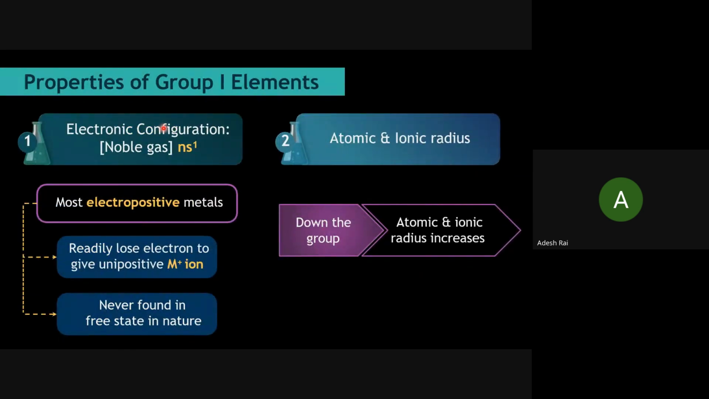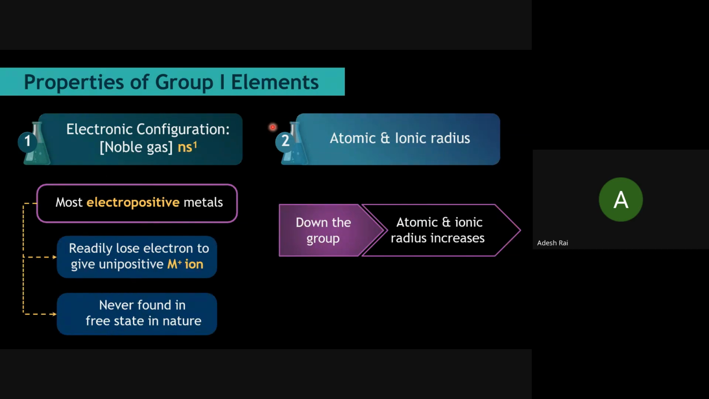Then the general electronic configuration of group 1 is noble gas and ns1. Noble gas means the nearest noble gas configuration. For lithium, the nearest noble gas is helium. So the electronic configuration is 1s2 2s1, and instead of writing 1s2 2s1 you can write helium 2s1, that is the noble gas notation. But for sodium you get neon 3s1. Understood?